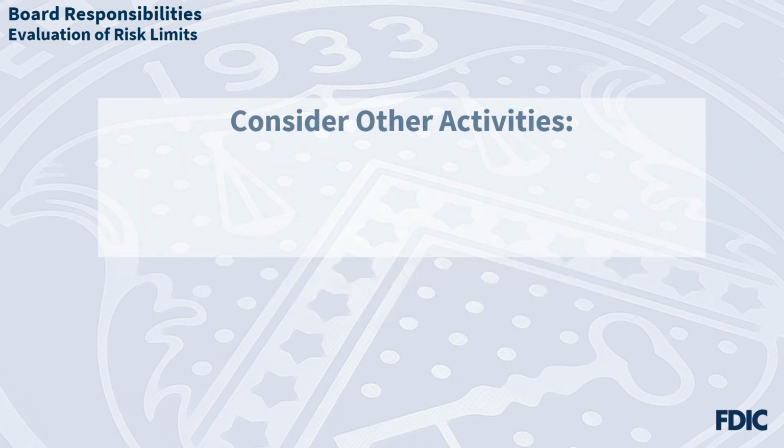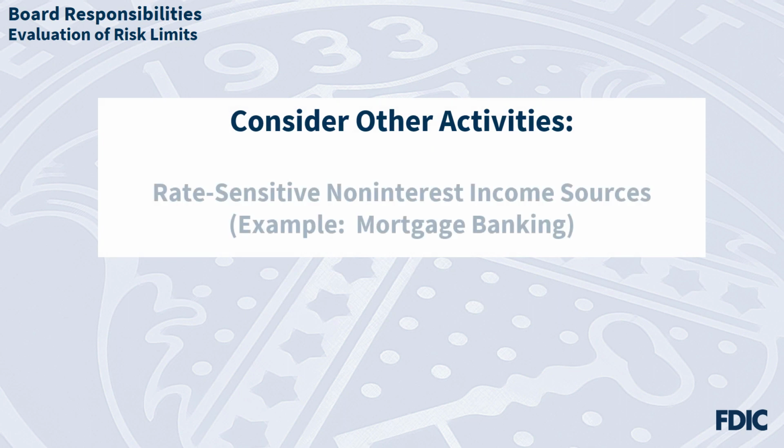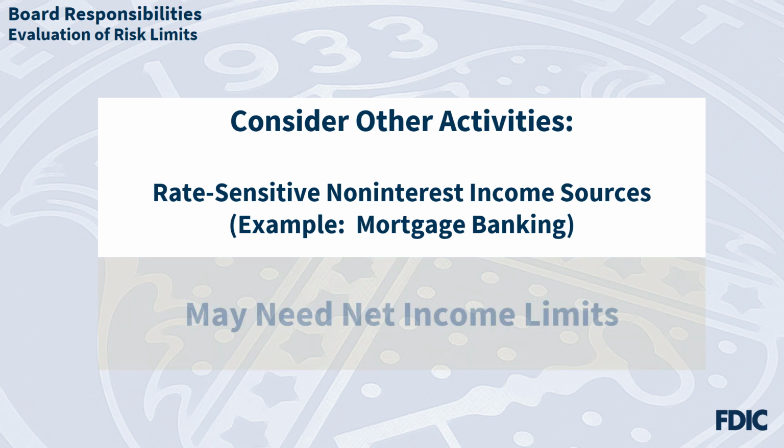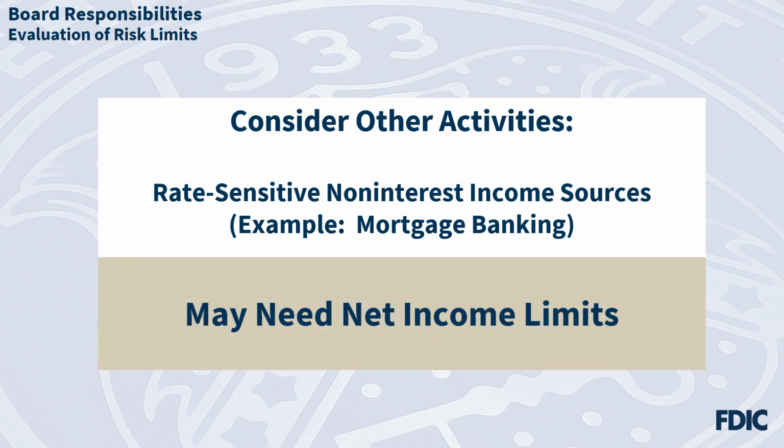Additionally, some banks engage in activities that result in rate-sensitive non-interest income, such as mortgage banking. The board may want to set net income limits to assist in the overall control of interest rate risk exposure consistent with the bank's risk profile.